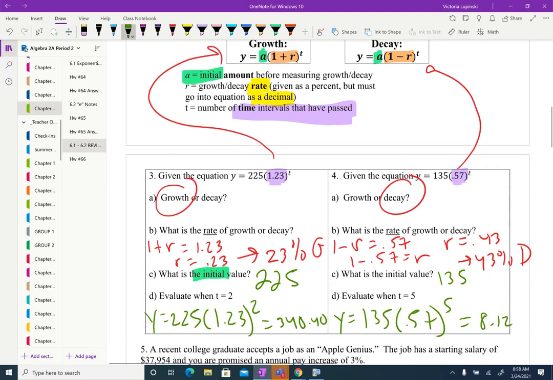So again, when it comes to the word problems, you have to take that growth or decay factor, which is b, and you have to either rewrite it as 1 plus r or 1 minus r, depending on if it's growth or decay.